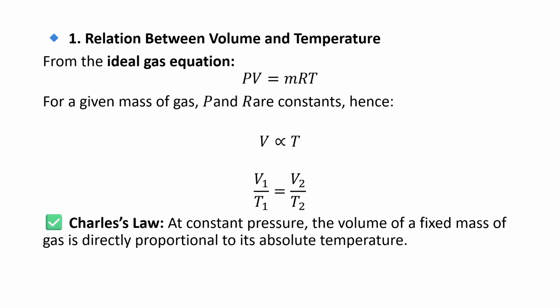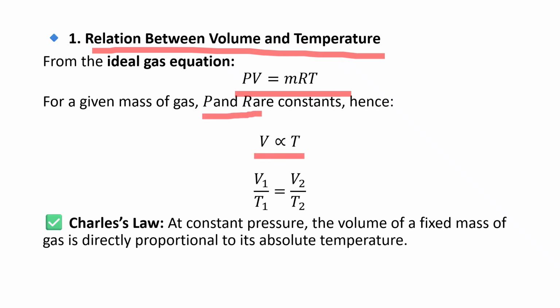Now we have to find the relationship between V and T. According to the ideal gas equation, PV equals mRT. So for constant pressure and constant R, V is proportional to T, or V1 upon T1 equals V2 upon T2, and that is nothing but Charles law. It states that at constant pressure the volume of a fixed mass of gas is directly proportional to its absolute temperature.